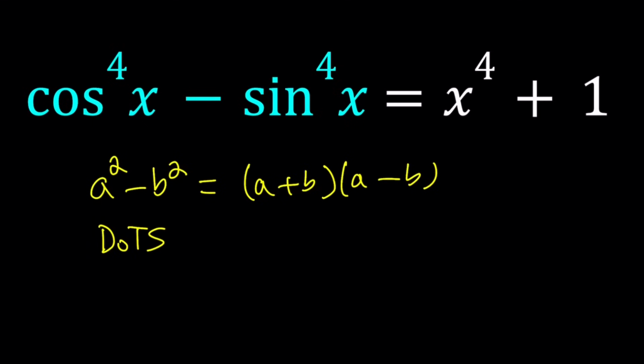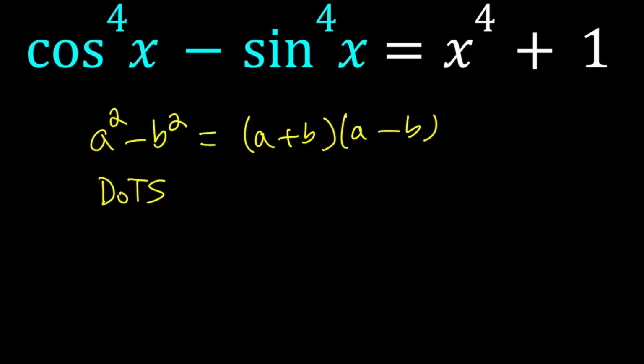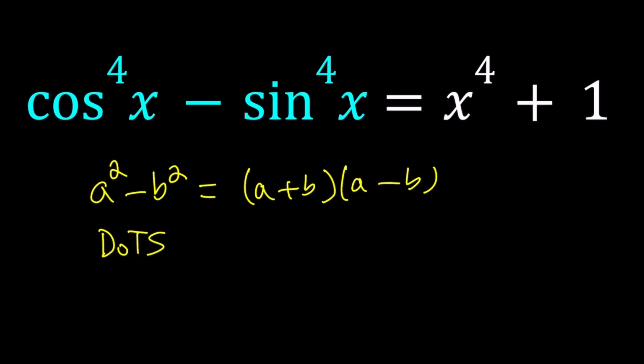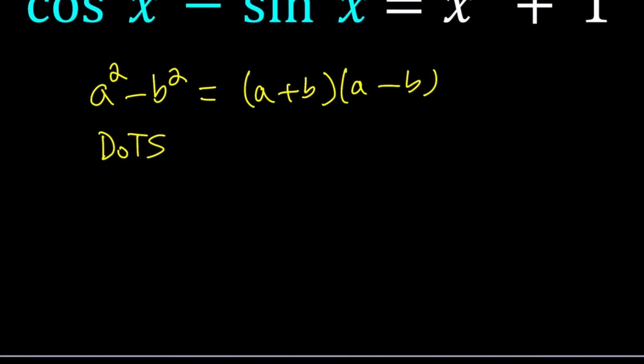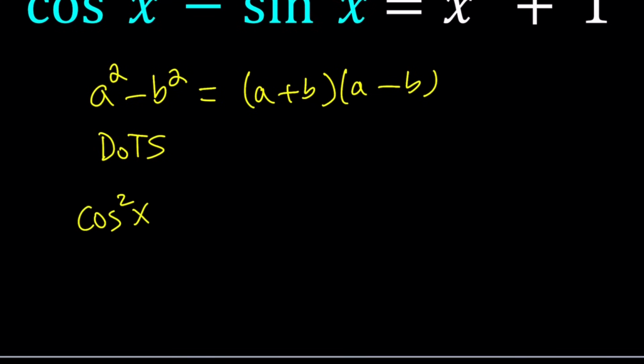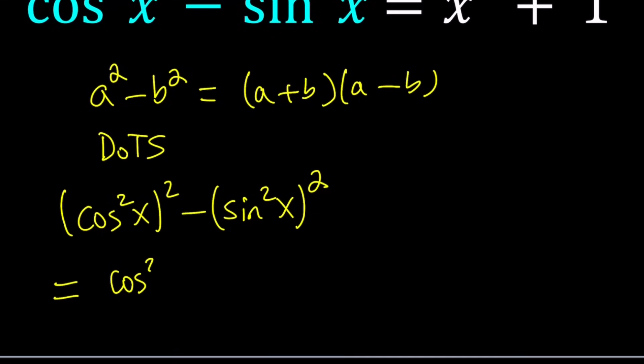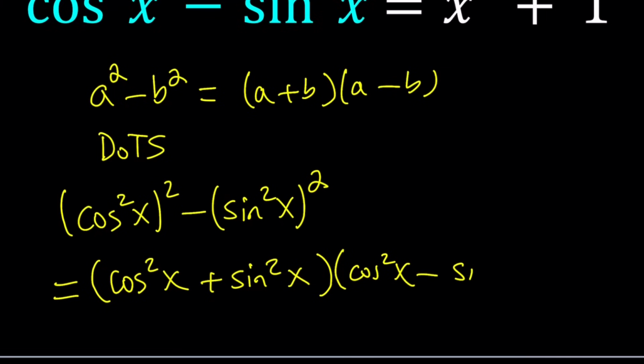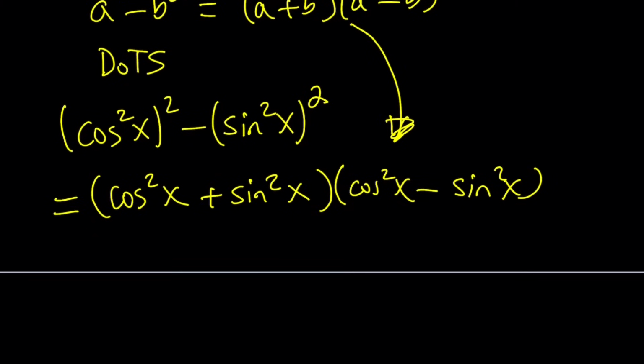it's factored as follows. So we can go ahead and factor this cosine to the fourth minus sine to the fourth as a difference of two squares. How? We can think of this as cosine squared, squared, and the second one as sine squared, squared. Therefore, it becomes a difference of two squares. If you factor it accordingly, you get cosine squared plus sine squared, times cosine squared minus sine squared, by this formula, right? Okay. Now, what is so special about this?